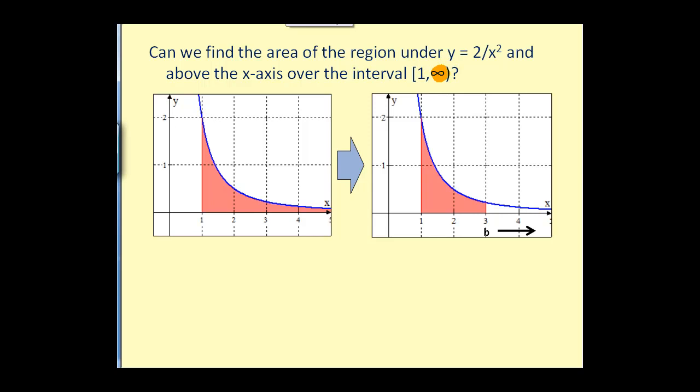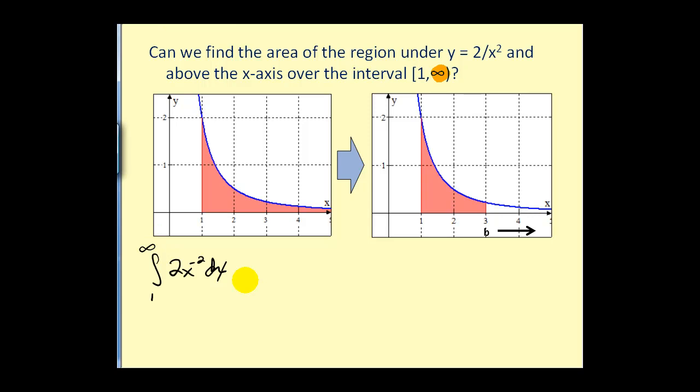So if we set this up as we normally would, we would have the integral of our function 2 divided by x squared, which I'll write so we can apply the power rule as 2x to the power of negative 2. And our lower limit of integration would be 1. Our upper limit would be positive infinity. Having positive infinity in our upper limit of integration is what makes this an improper integral.